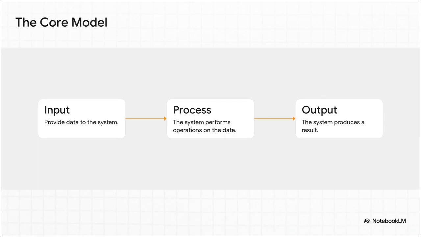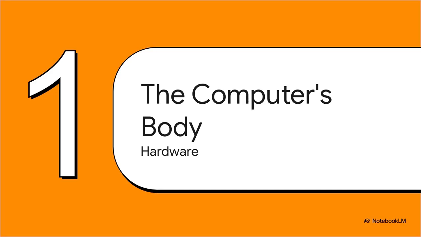Input, process, output. You give it some information, the system does something to that information, and then it gives you back a result. I know it sounds almost too simple, but this little three-step dance is the absolute heart of how a computer thinks. So let's break down the parts that make this whole dance happen, starting with the physical stuff. Okay, first up, the hardware.